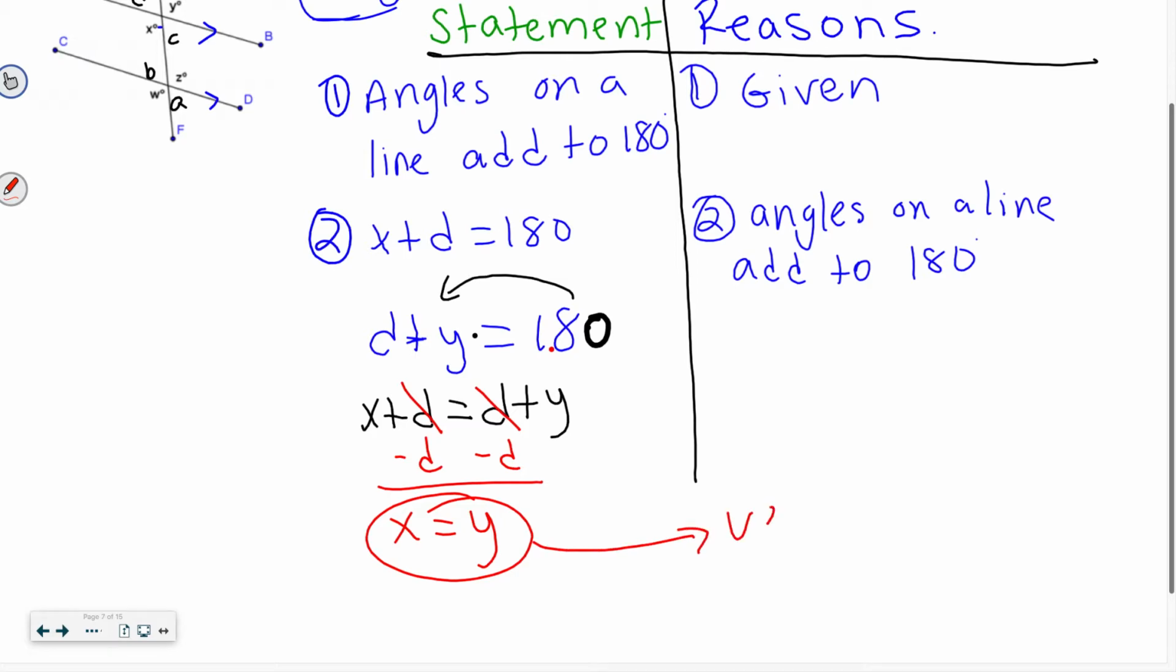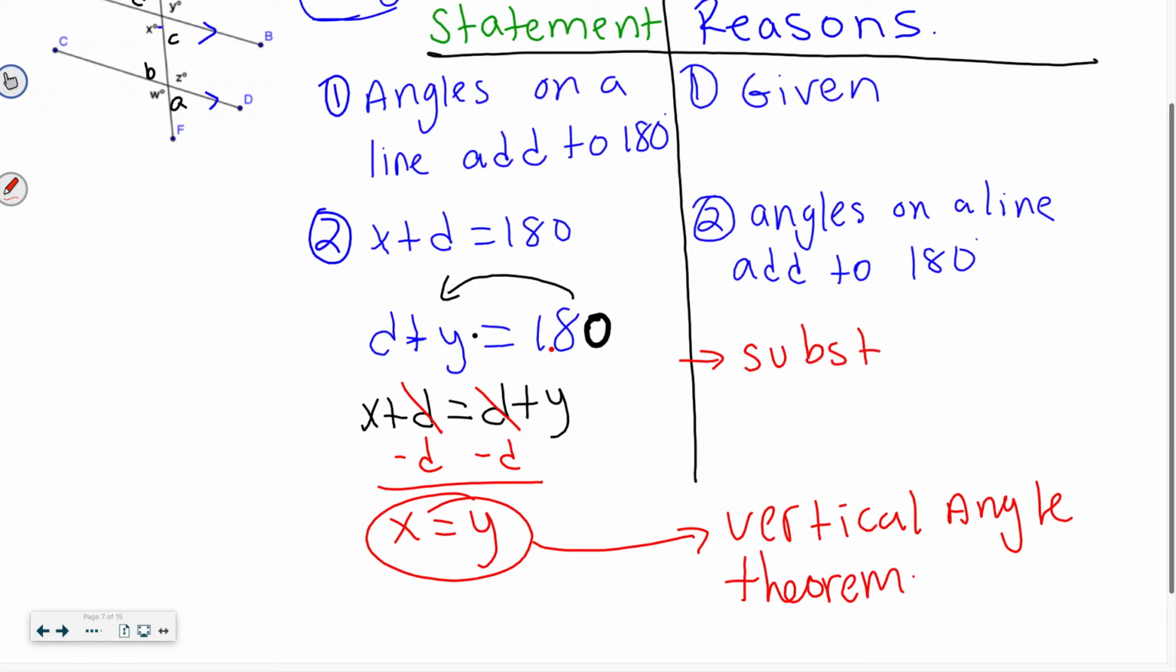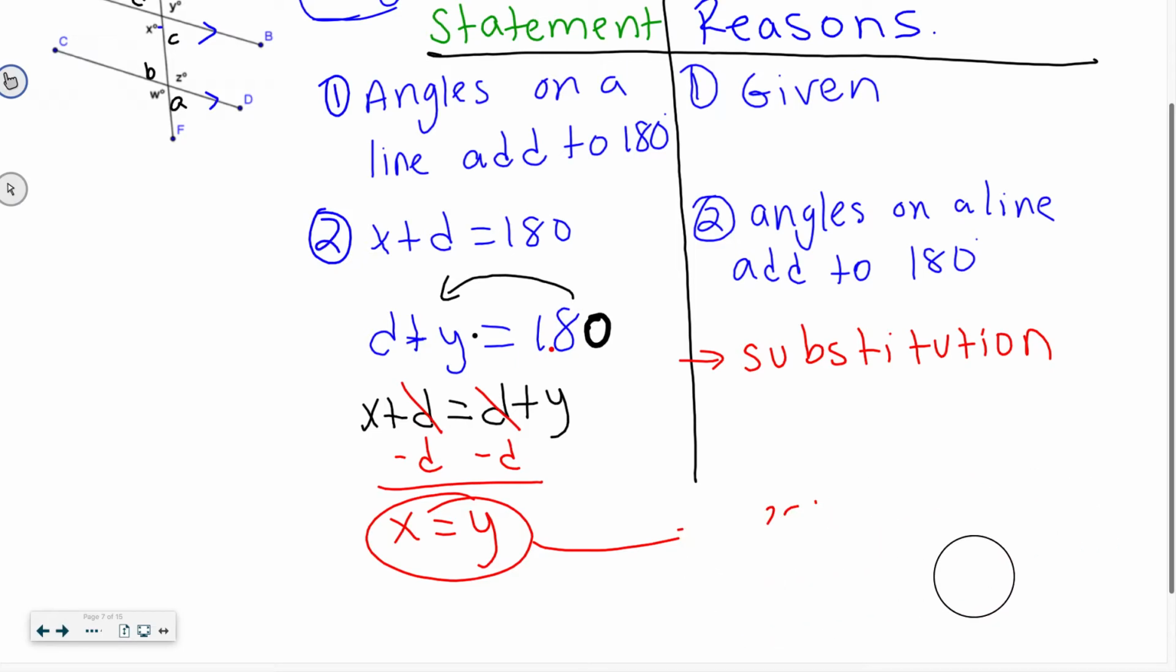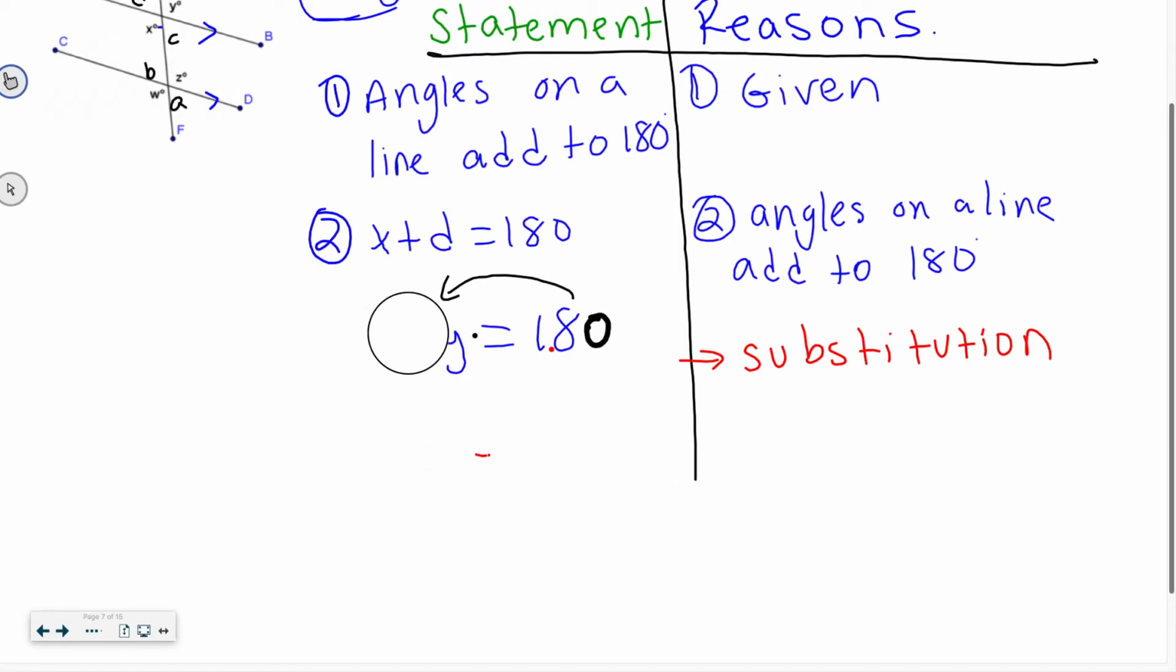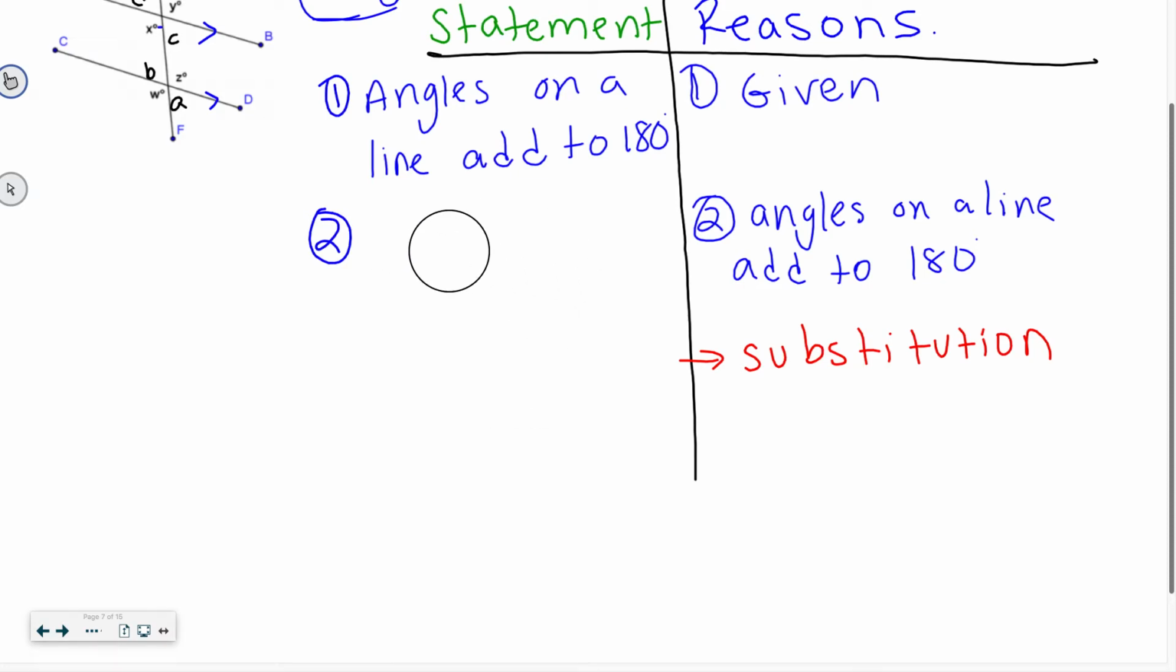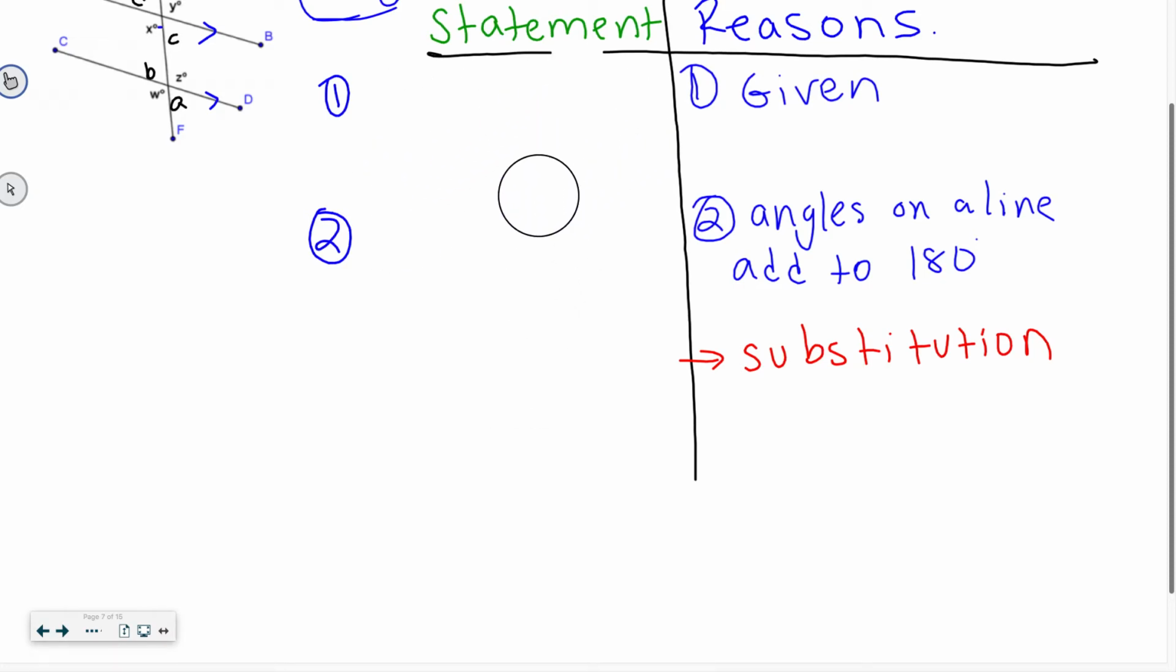This is the vertical angle theorem. All this is what we did right here, and the reason for this step is we did substitution. This is just called substitution. Awesome, we got that out of the way. Now we've proven that vertical angles are equal, and we can use that. What is the next thing that we spoke about?